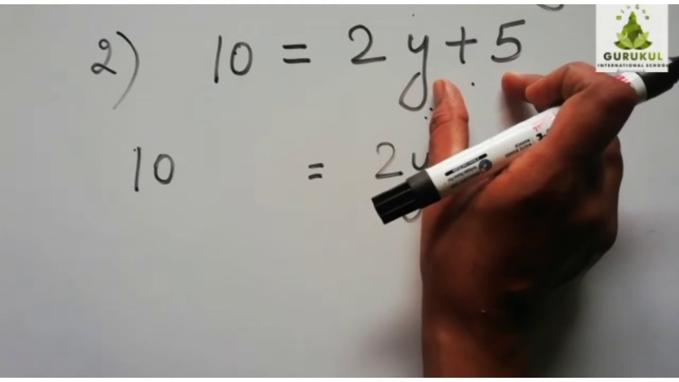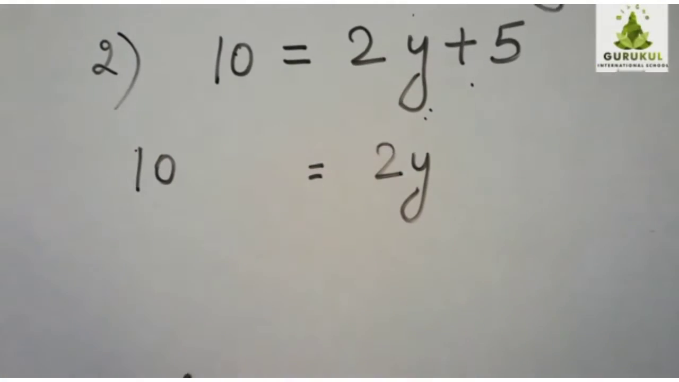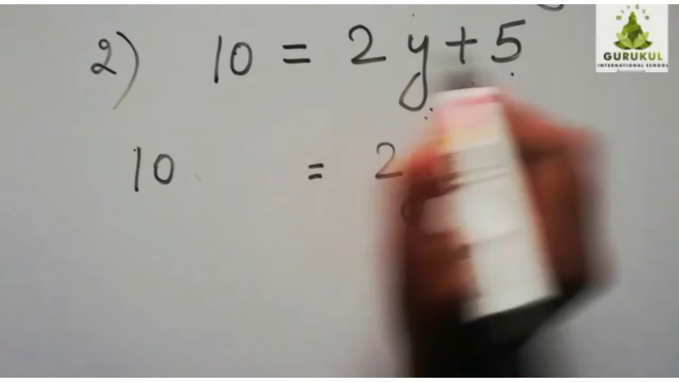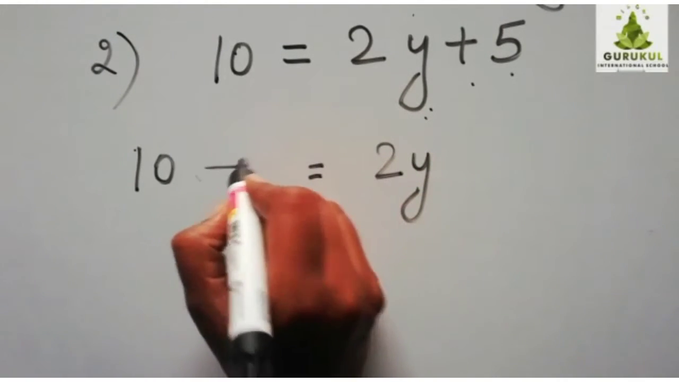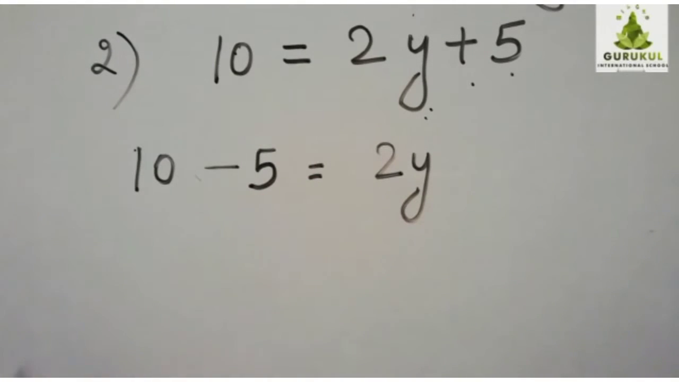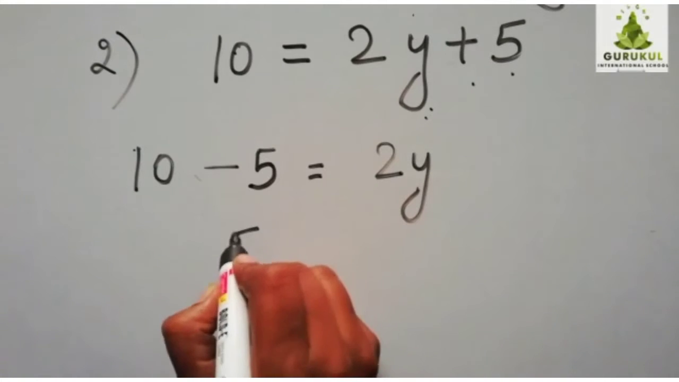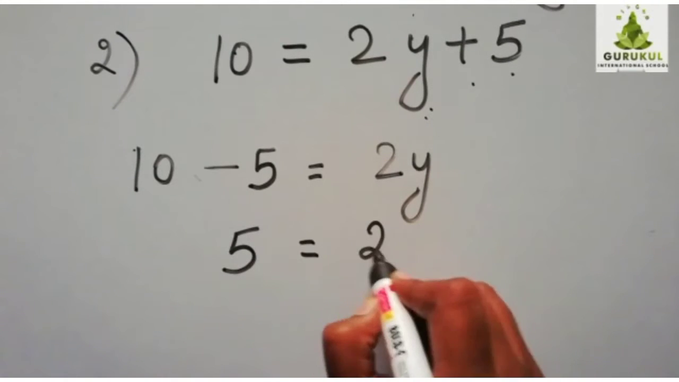So I don't want this constant term. Take it to the other side where the constants are. So plus 5, when it goes to the other side, becomes its opposite. What is the opposite? Minus 5. Is it clear? So 10 minus 5 equals 2y. So 10 minus 5 is 5, equals 2y.